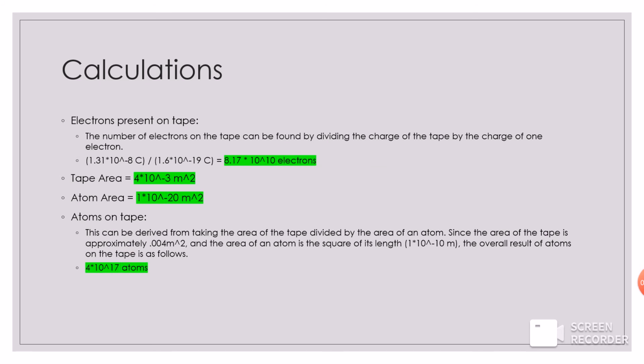Next up, we'll have electrons present on the tape. In this case, the number of electrons on the tape can be found by dividing the charge of the tape by the charge of one electron. In it, we get about 8.17 times 10 to the 10th electrons. Tape area can be easily found by multiplying length by width. And the area of an atom is easily found by squaring its length. The overall result of atoms on the tape is approximately 4 times 10 to the 17th atoms.